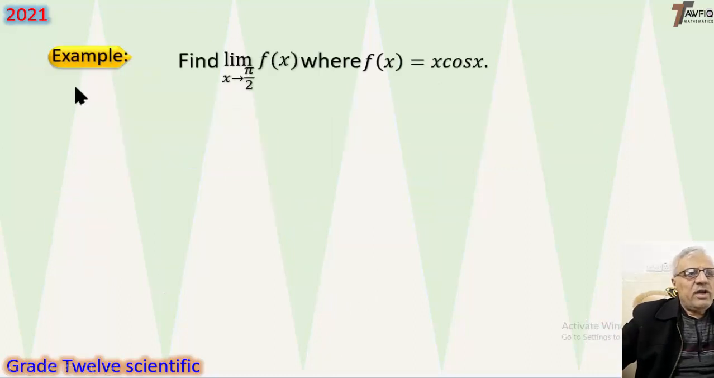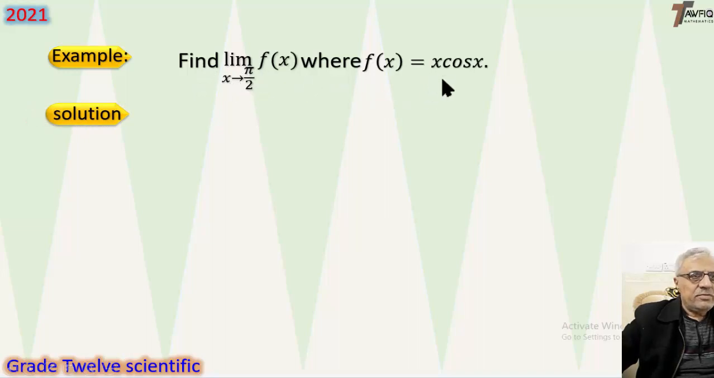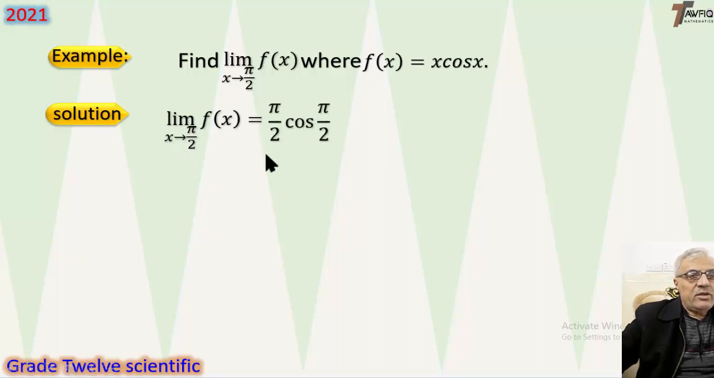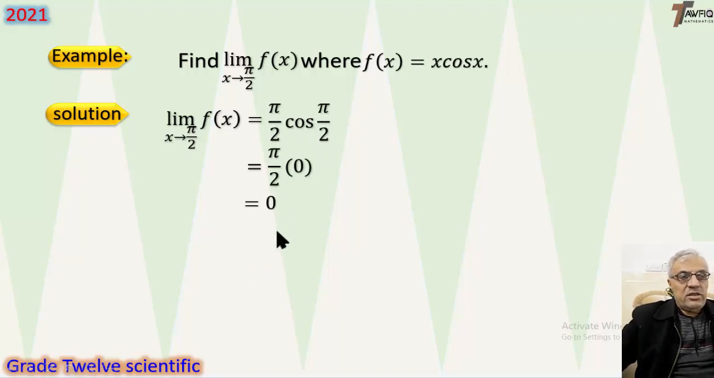Example: find the limit as x approaches pi over 2 of f(x), where f(x) is x cosine x. The limit as x approaches pi over 2 is equal to pi over 2 cosine pi over 2. Cosine of pi over 2 is 0, therefore the limit is 0.